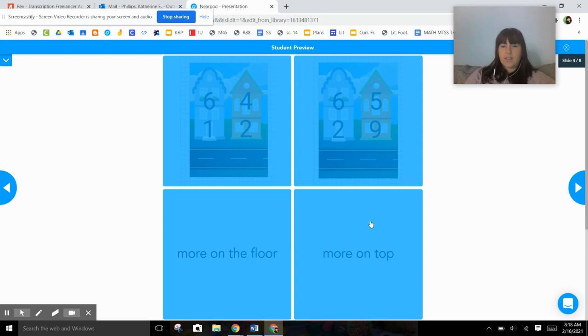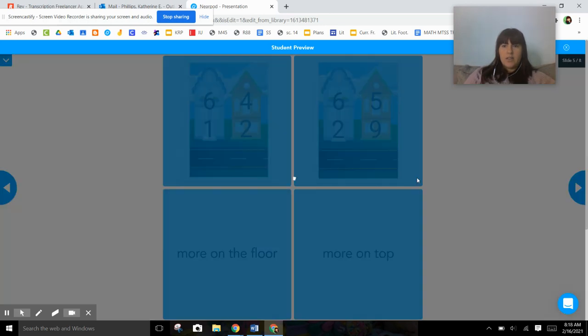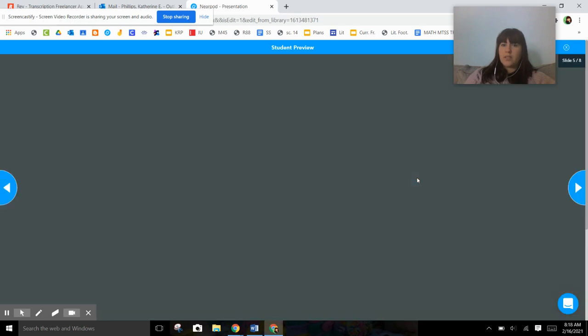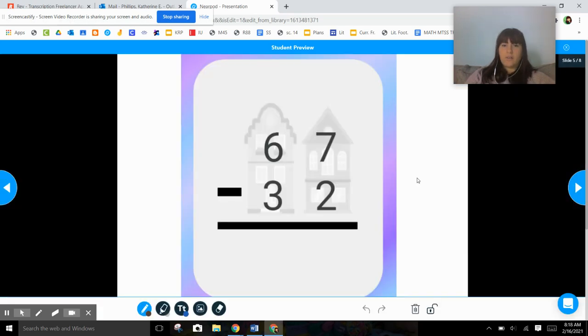All right, then the next slide is an equation that you were asked to solve. It was 67 minus 32. So I'm going to grab my pen tool. So when we look at the top floor on our part of the house, it says more on top, no need to stop. And 7 is definitely bigger than 2, so we can just go ahead and go. No need to stop. So we do 7 minus 2, which is 5.